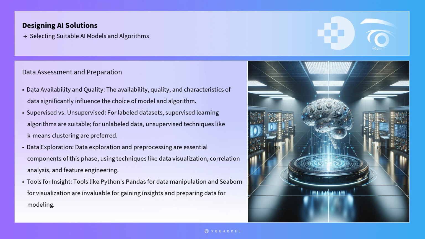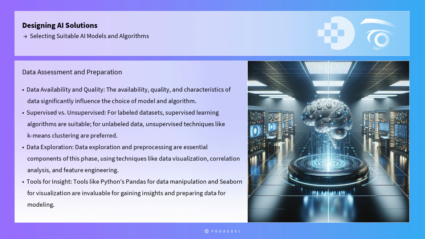Once the problem is well defined, the next step is to assess the data. The availability, quality, and characteristics of data significantly influence the choice of model and algorithm. For example, if the dataset is labeled, supervised learning algorithms like decision trees or neural networks might be appropriate. Conversely, for unlabeled data, unsupervised techniques such as k-means clustering or hierarchical clustering could be more suitable. Data exploration and pre-processing are essential components of this phase.